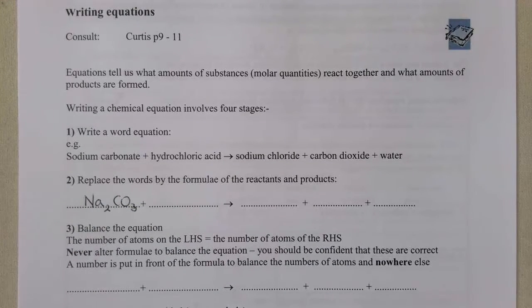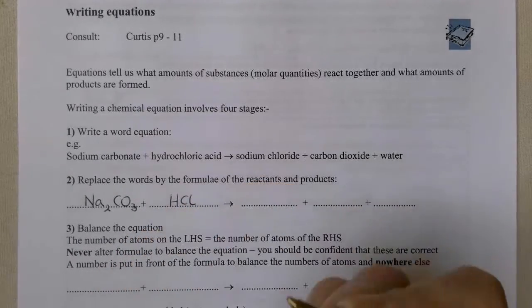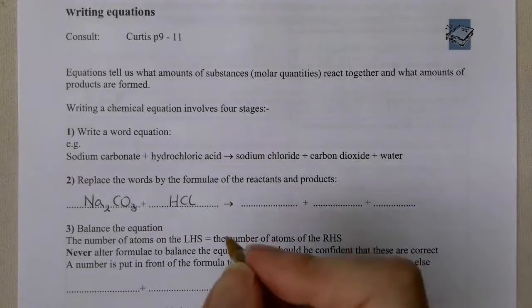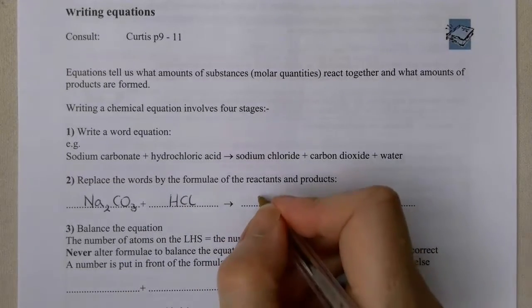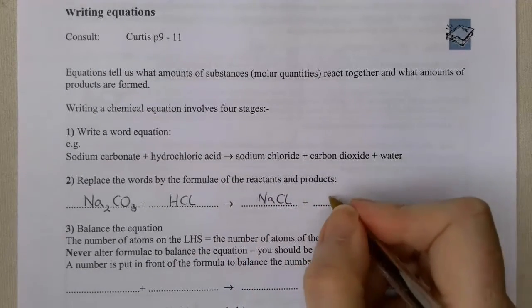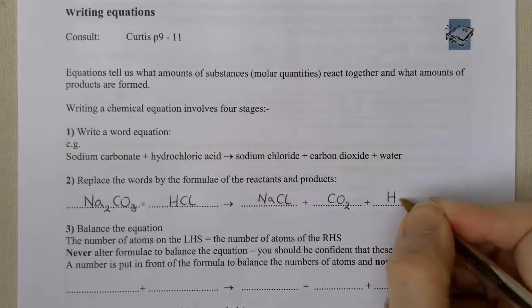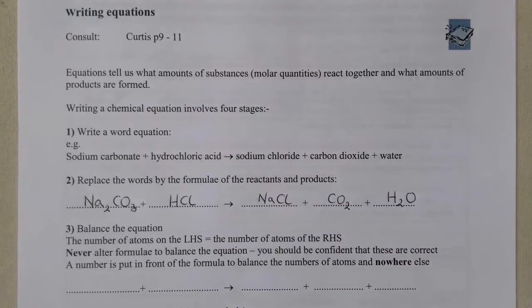Sodium's 1 plus, carbonate 2 minus. Hydrochloric acid is just HCl. And they form 3 products. First one is sodium chloride. Then I also have carbon dioxide and water. Now you'll have spotted that these do not balance at the moment.